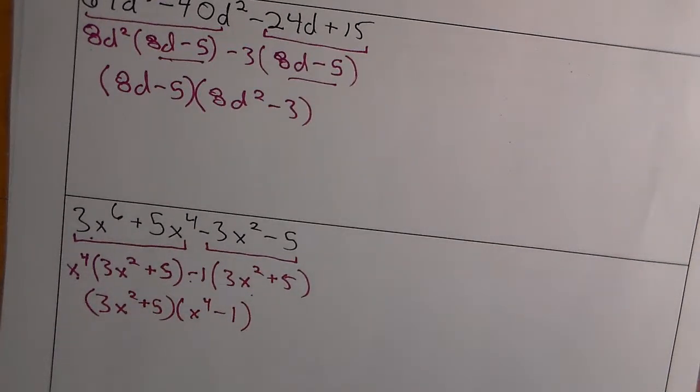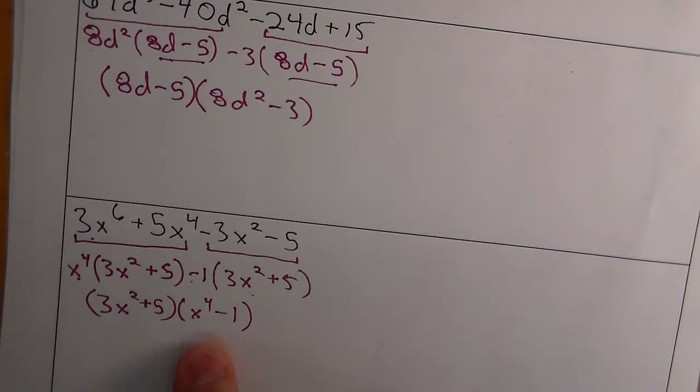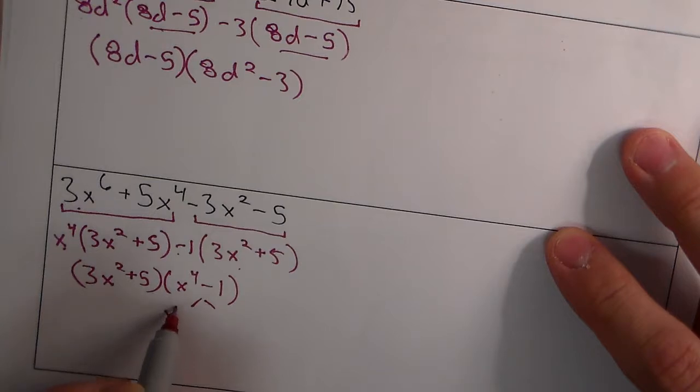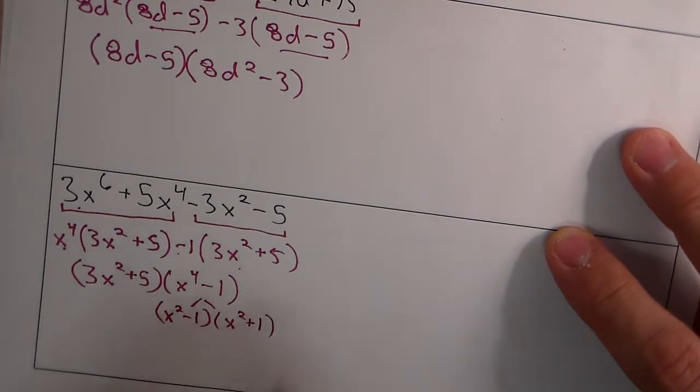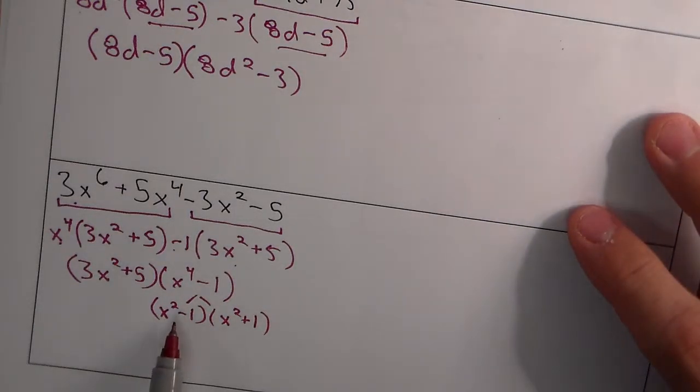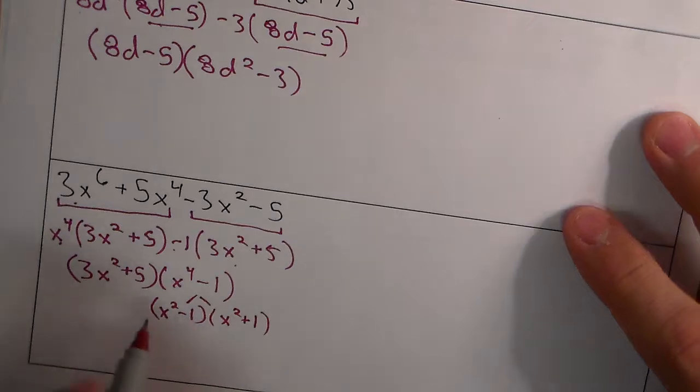Now, normally we would stop there and call that factored, but this is a difference of squares. So if we remember that from the previous time, we can split this to be x squared minus 1, x squared plus 1, which is now factored. We now have 3 factors. But wait, this is a difference of squares.